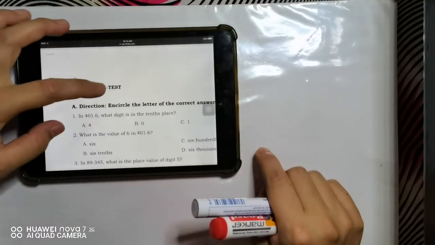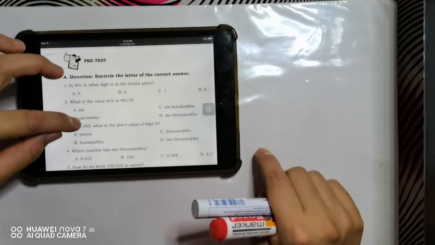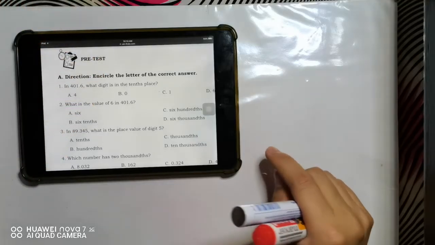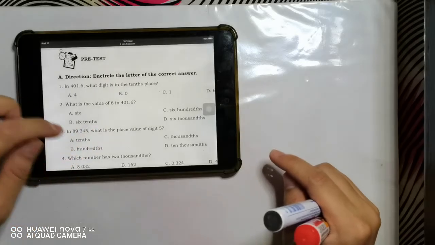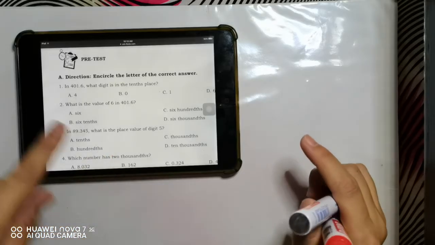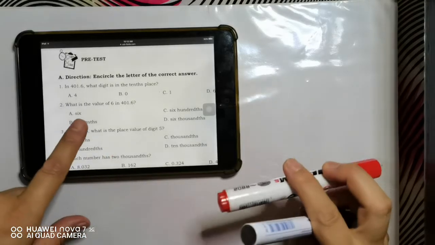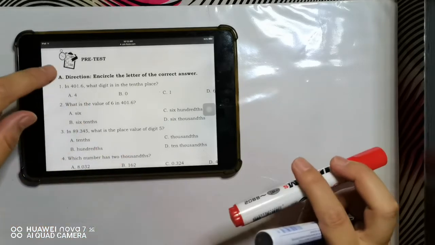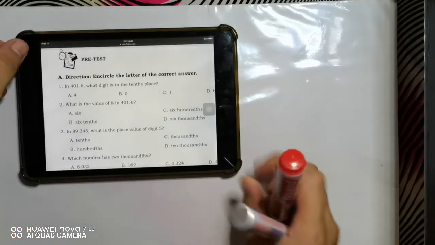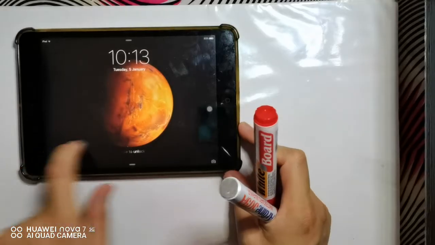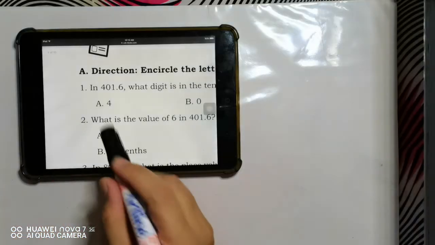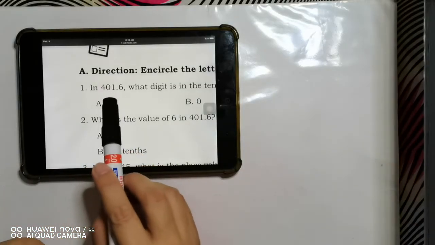Okay? So, punta tayo dito. Let's see. I hope na nagiging malinaw sa inyong mga screens. So, number 1, in 401 and 6/10, what digit is in the tenths place, diba? So, makikita naman natin na isa lang siya. Isa lang yung number na nasa decimal place kasi whole number na siya. And then, yung iba, wala na. Diba? Yung number na nandito sa left side.